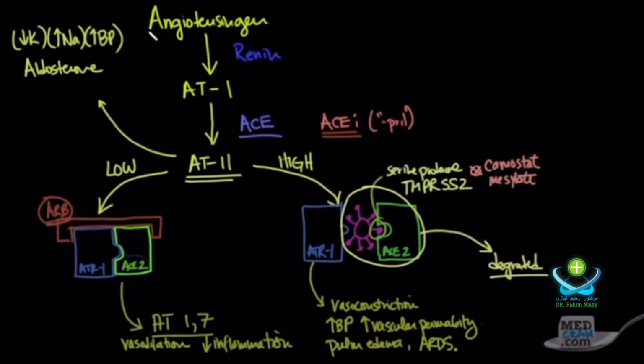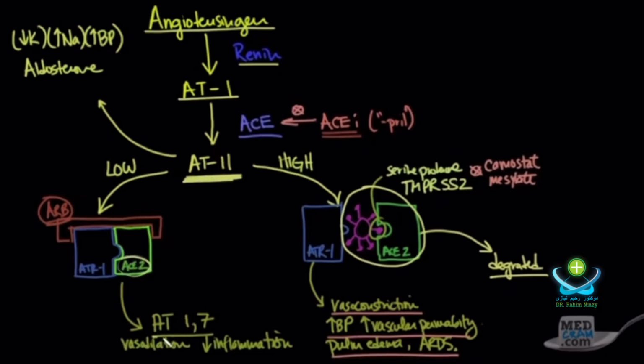So let's review quickly. We've got angiotensinogen being converted to angiotensin 1 by renin. Angiotensin 1 is converted to angiotensin 2 by an ACE enzyme. ACE inhibitors can prevent that from happening. If you have too much angiotensin 2, then what can happen is this angiotensin receptor blocker dissociates with ACE2, and it gets activated to cause vasoconstriction, increased blood pressure, permeability, pulmonary edema, and ARDS. That's exactly what we don't like to see in these situations in viral pneumonia. However, if there are low levels of angiotensin 2, then what we see is that it gets metabolized by ACE2, and that gets converted into a vasodilator called angiotensin 1-7.